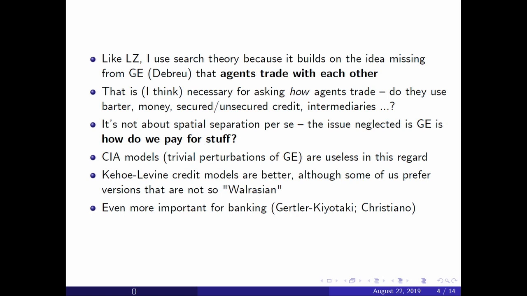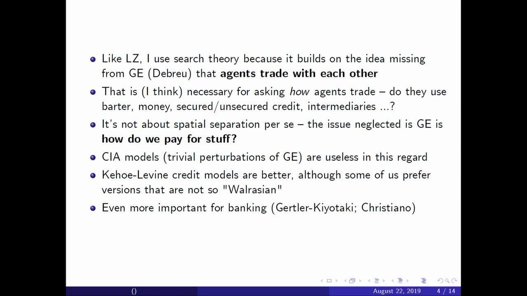And that's kind of, I think, necessary to ask the question, how do agents trade? Do they use barter, money, secured or unsecured credit? Do they trade through intermediaries? So it's not really about spatial separation, which you might think of as search. And it's not even about random matching. You can do it with directed matching. In fact, I don't think Neil usually uses the word search. He often refers to pairwise trading.